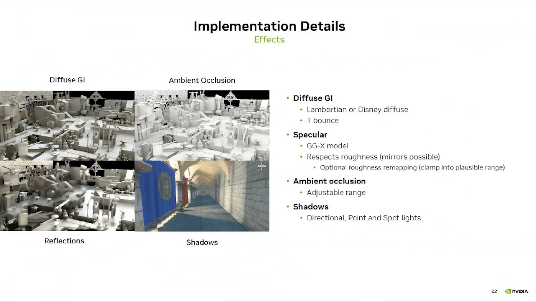Ambient occlusion is really simple. You can only adjust the range. And I would argue that if you have diffuse GI, you don't need ambient occlusion, but maybe for some artistic purposes or experimentation, it's there. And for shadows, we have support for directional lights, point lights, and spotlights, so the most basic types. But it does soft shadows, so you can get very nice soft shadows from this SDK.